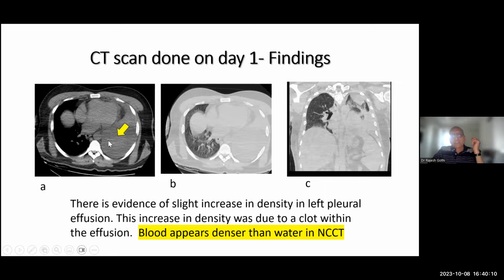Now, this increased density is most likely due to a blood clot. So the patient had a hemothorax, which was actually increasing. So an NCCT is very important. Sometimes it gives you a lot of diagnosis.